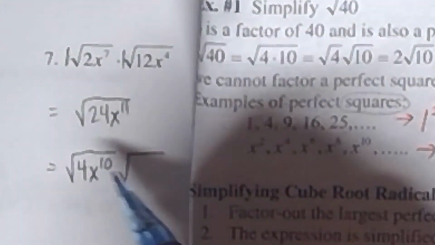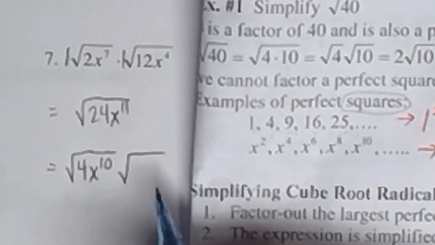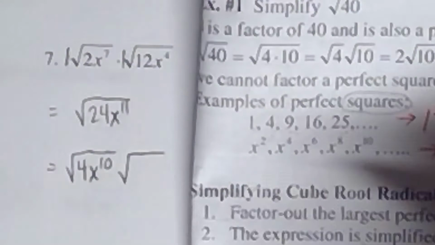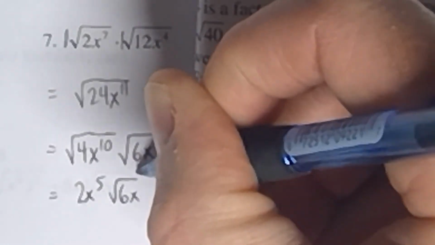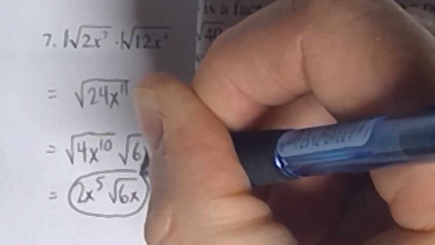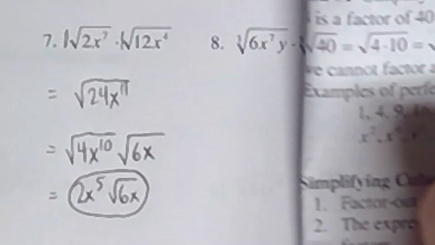Once I figure out what all my perfect square stuff is that I factor out, what is that 4x to the 10th getting multiplied by to equal 24x to the 11th? Wouldn't that be a 6x, like that? And like usual, evaluate the first part, keep the second radical the same, and there you go.